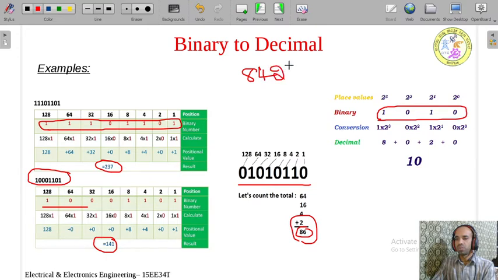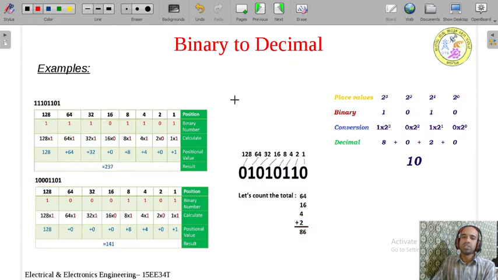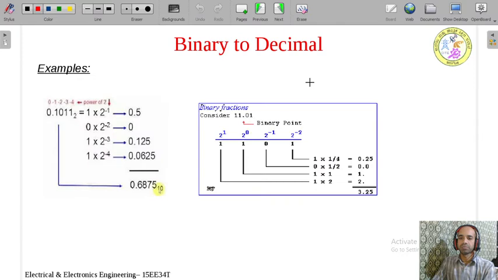8421 code for this number. So what is given? 1010 is given. So 8 plus 2 is 10. So the correct answer is 10. This is how you can verify your answers. So this is how we can convert a binary number into a decimal number.